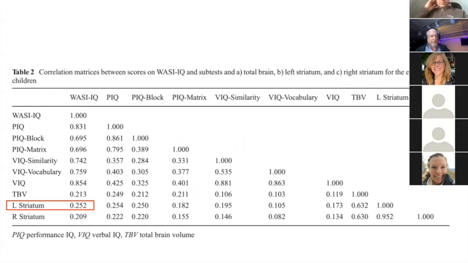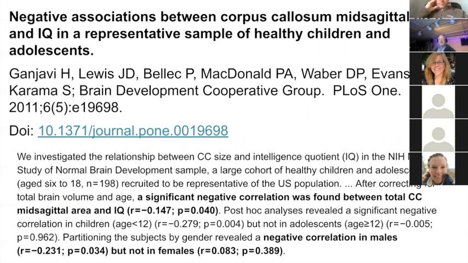And a figure from the paper shows this moderate correlation of left striatum and the WASI IQ. The third example looks at the negative association between corpus callosum mid-sagittal area and IQ in a representative sample of healthy children and adolescents. This comes from the NIH pediatric database from the mid to late 2000s, with 500 or so subjects measured at 5 or 6 different sites. It's really the first of the big data initiatives funded by the NIH to collect large-scale data sets on development.